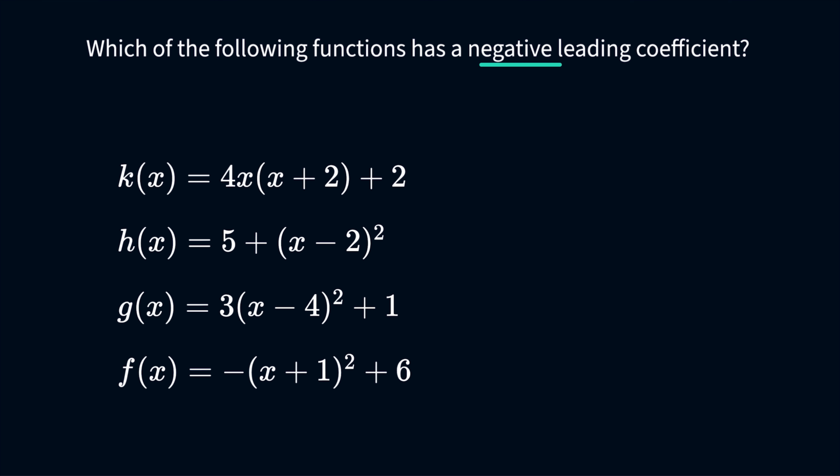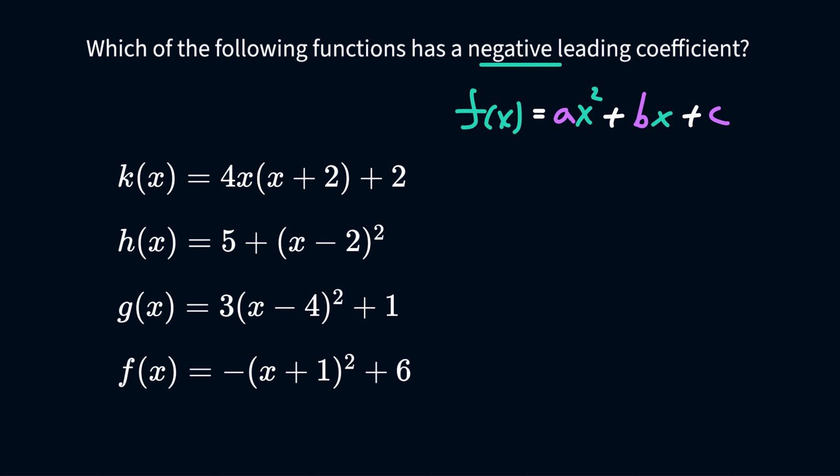Recall that standard form of a quadratic is going to have the following form. The function will be equal to some constant a multiplied by x squared plus some constant b multiplied then by x, and then plus some constant c. Now, we don't really need this form in order to determine the negative leading coefficient, but on some of them it might be very beneficial.